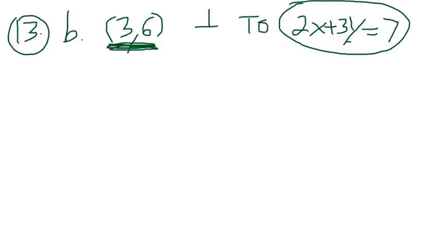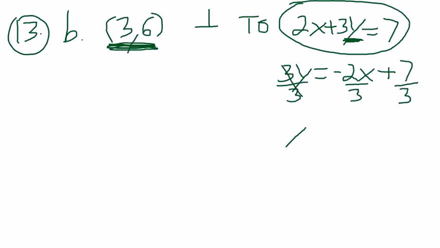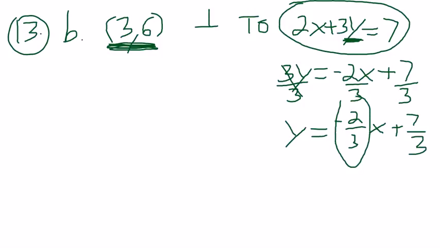So I want to get this y by itself. So I'm going to subtract 2x from both sides. So I'm going to have 3y equals negative 2x plus 7. And then I divide both sides by 3. So the line given is y equals negative 2/3 x plus 7/3. Now that 7/3 I don't even care about. I only care about this, the slope.